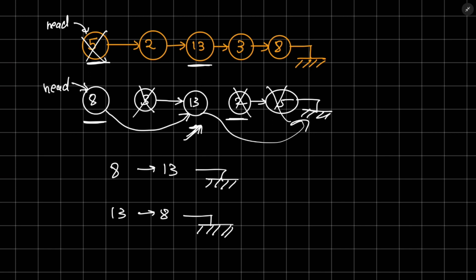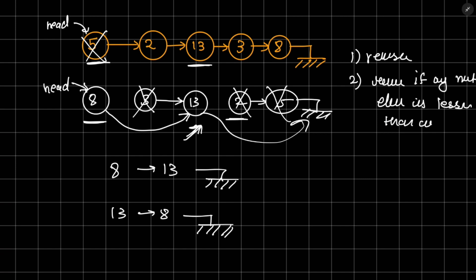So what we have done here is first we reverse the linked list. Okay. Then we remove if any next element is lesser than current element, and finally we reversed the linked list again, and that would be our answer.